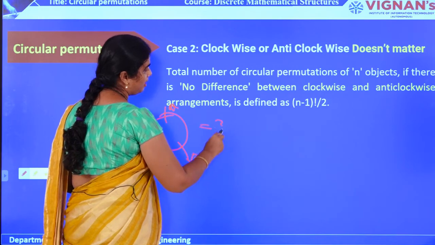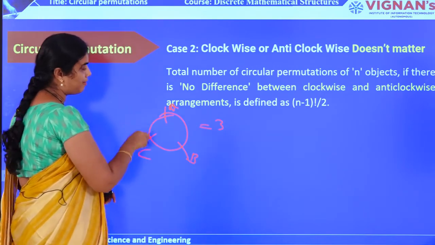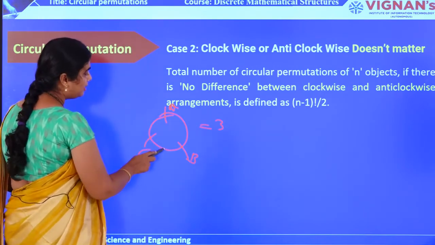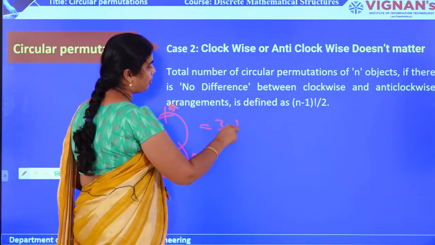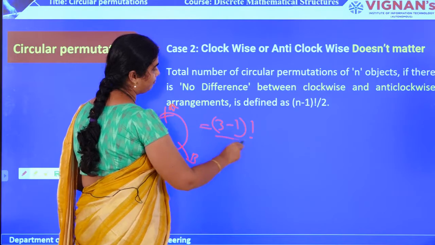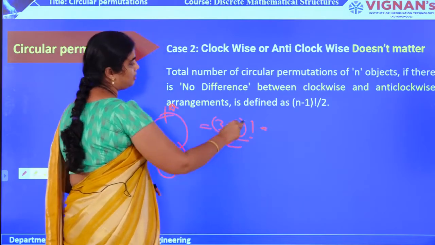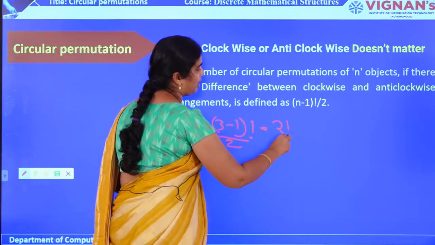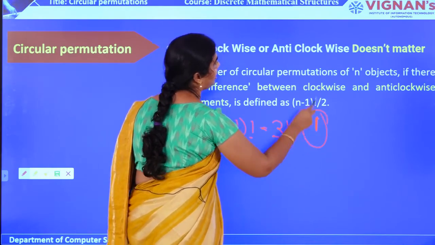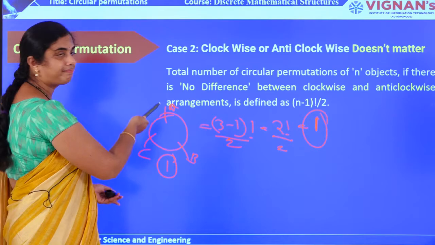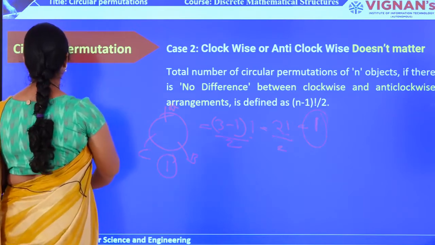So the formula will be, if clockwise or anti-clockwise doesn't matter, then the total number of ways will be only 1. If I substitute in the formula, I will be getting 1 only, is equal to 3 minus 1 factorial, here it will be 2 factorial by 2, that is equal to 1. Okay. I think it's clear till now.